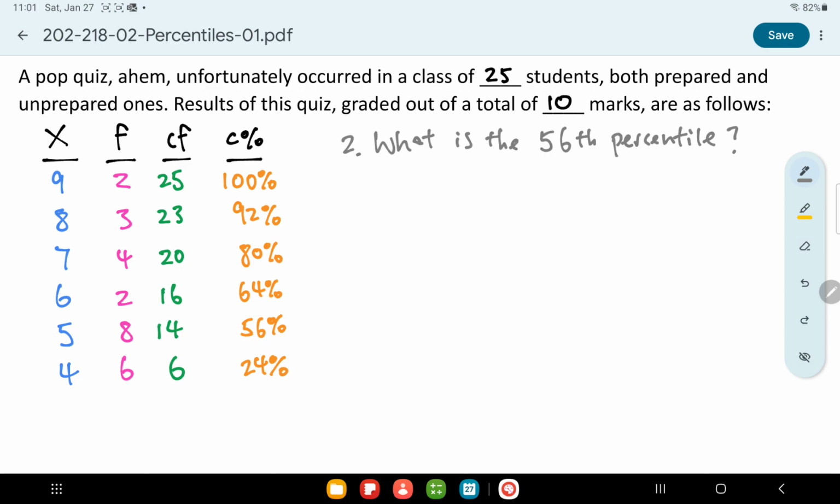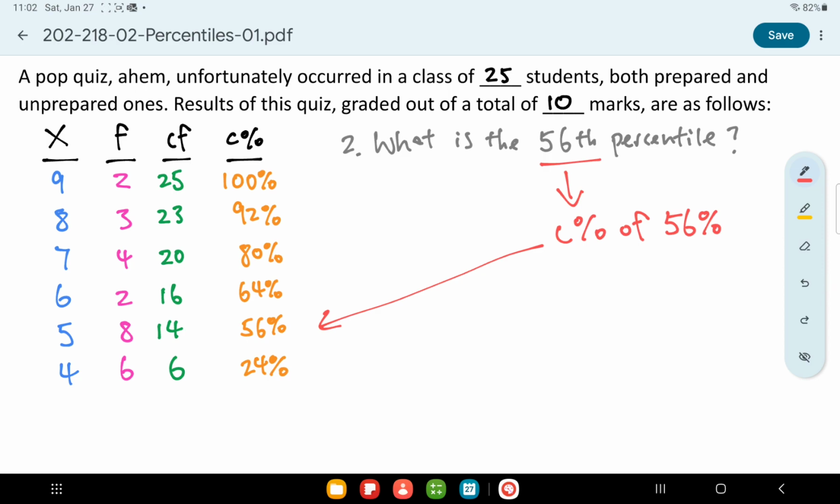Consider this question. What is the 56th percentile? Recognize that by 56th percentile, we are taking a quick look at whether we can identify clearly indicated the cumulative percentage of 56% from the frequency distribution table that we've constructed thus far. And we can take a look. Ta-da! Right there.